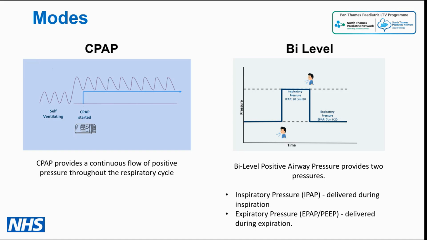And we have 9+ ventilators within the South Thames Paediatric Network. As with the machines, they all might call them something slightly different. So my advice to you is the manuals are really helpful at explaining them. But some examples of different bi-level modes include ST, pressure support, pressure control, SIMV.